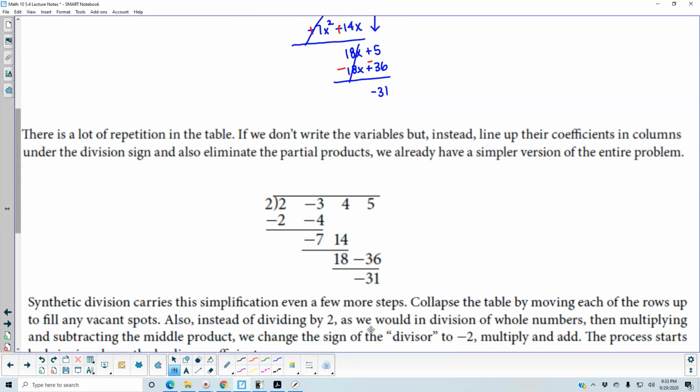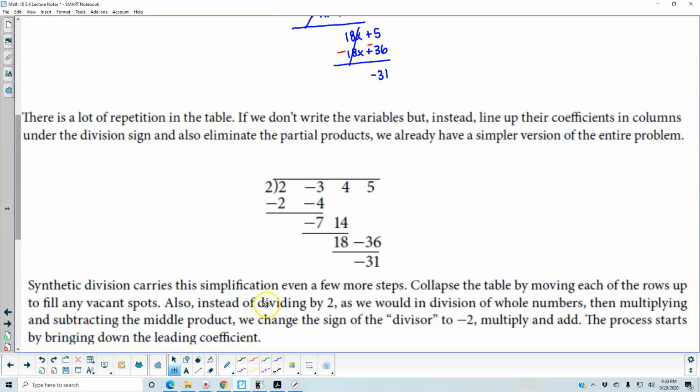Now, synthetic division carries this simplification even a few more steps. So we're going to collapse the table by moving each of the rows up to fill any vacant spots. Also, instead of dividing by 2, as we would in division of whole numbers, and then multiplying and subtracting the middle product, we change the sign of the divisor to negative 2, multiply, and then add. And the process starts by bringing down the leading coefficient.